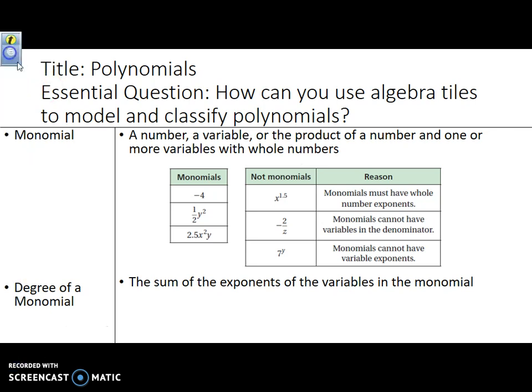Today is going to be a little bit vocabulary heavy, but you got this. So polynomials is what we are talking about. Your essential question is going to tie into what we did with our record and practice journal. How can you use algebra tiles to model and classify polynomials? Okay, we're looking at classifying them, which is the describing part.